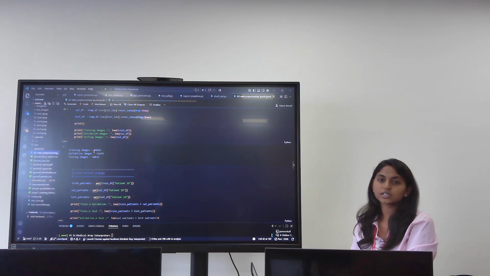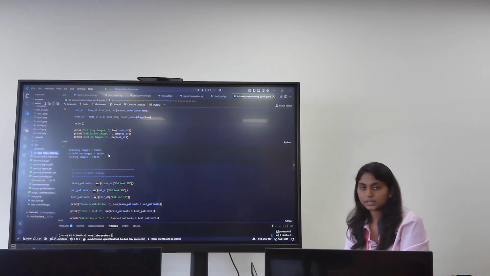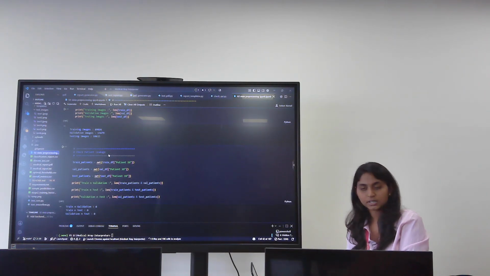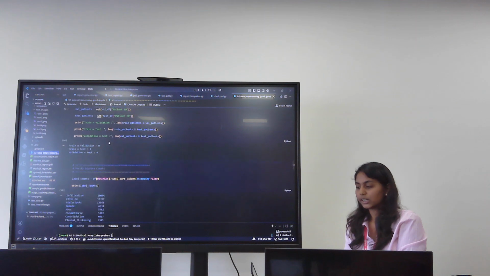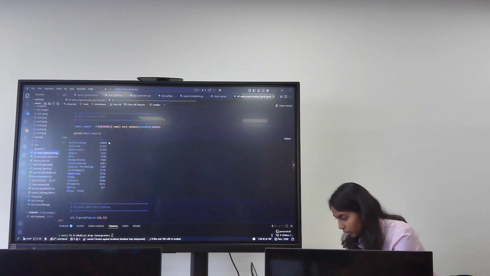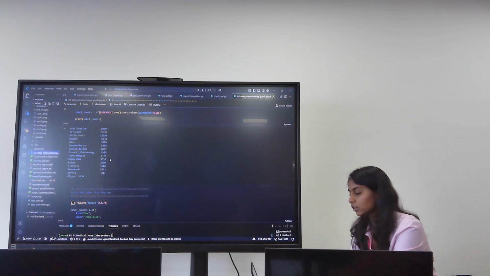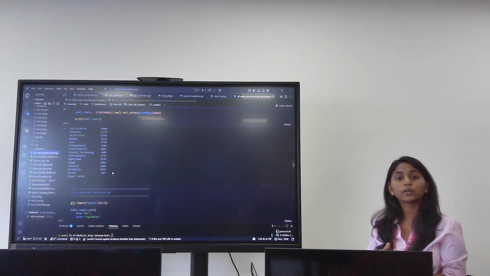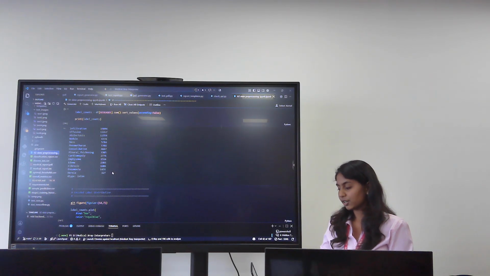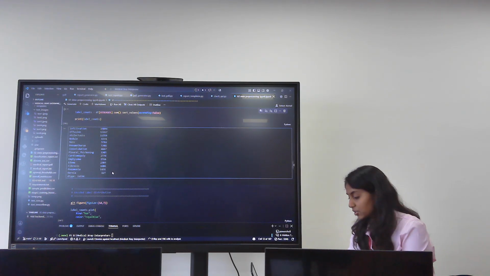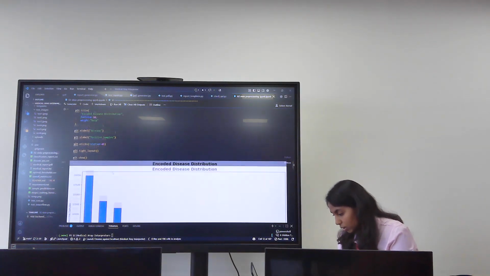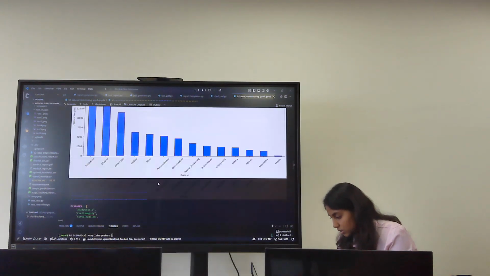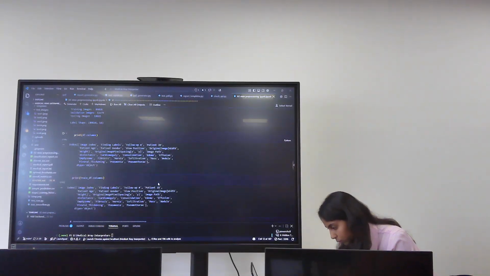That is, training images 89,000, validation images 11,000, and testing images 10,000. So I made sure that there is no data leakage into the testing model. These are the number of images I have for diseases. We can say infiltration has 19,800 images, while hernia has only 200 images, which can be seen through this chart.